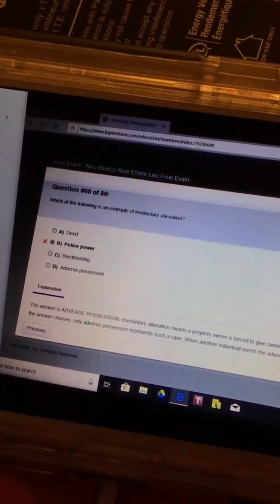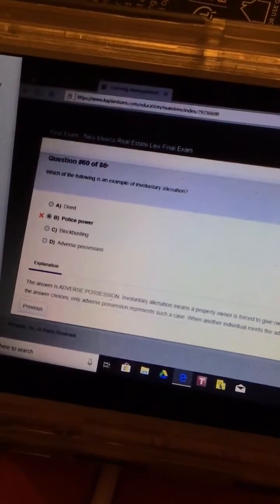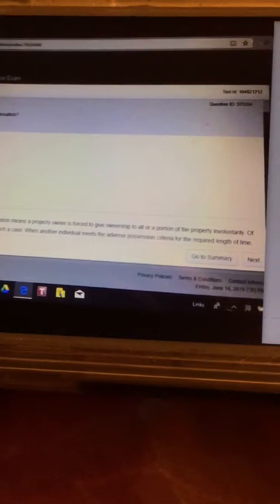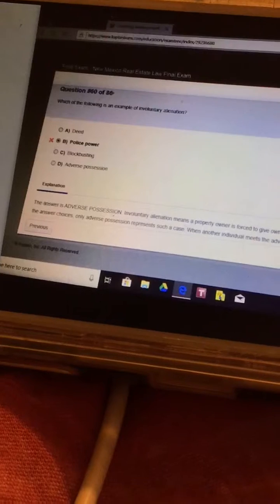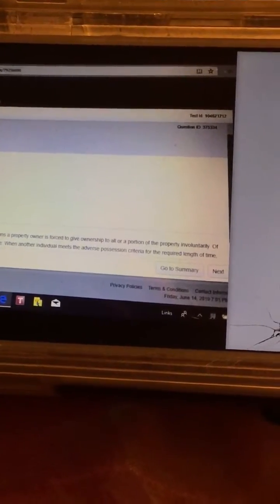Which of the following is an example of involuntary alienation? A, deed, B, police power, C, blockbusting, or D, adverse possession? The answer is D, adverse possession. Involuntary alienation means a property owner is forced to give up ownership of all or a portion of the property involuntarily. Of the answer choices, only adverse possession represents such a case, when another individual meets the adverse possession criteria for the required length of time.